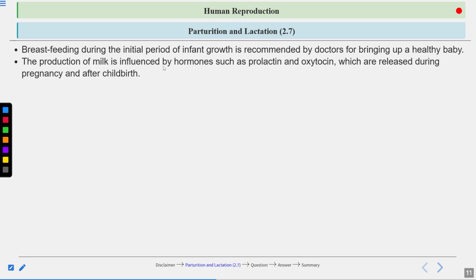And the production of milk is influenced by hormones. What are these hormones? Prolactin as well as oxytocin. Majorly, prolactin initiates the milk production, but oxytocin can also contribute to the production of the milk. These hormones, prolactin and oxytocin, are released during the pregnancy and after the childbirth as well. Clear? So prolactin and oxytocin are very important here.